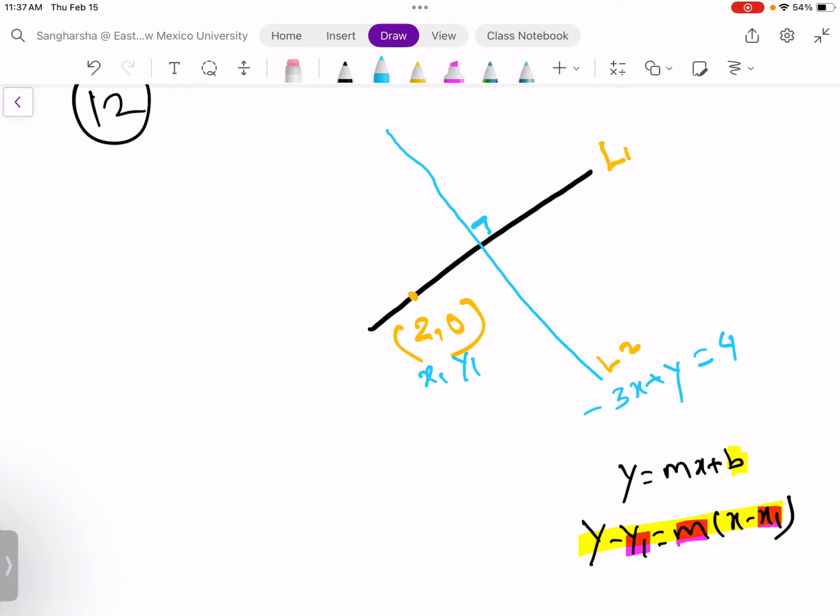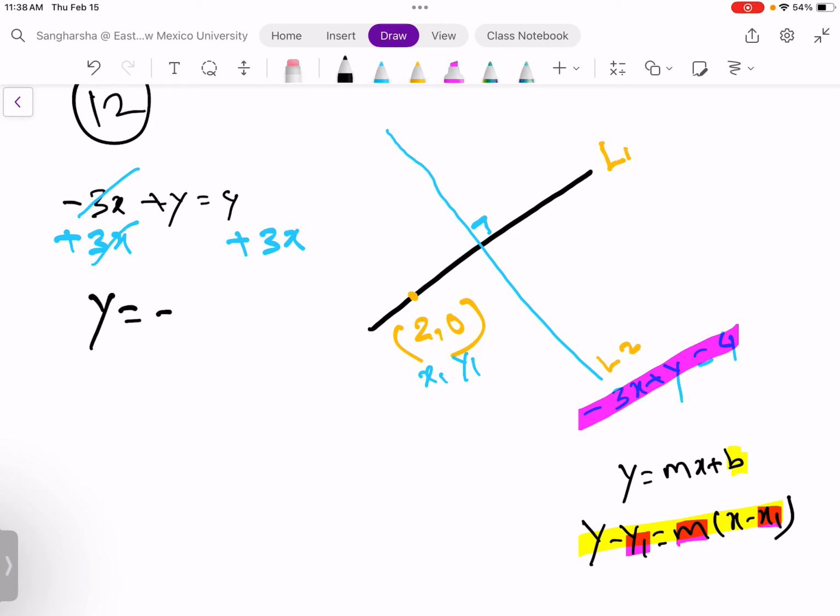Now let's find the slope of the line that is given to us. We are given line 2, so let's find the slope of line 2. Our line 2 is -3x plus y equals 4. How do we find the slope? We solve this equation for y, and the coefficient of x is the slope. So we add 3x on both sides. -3x and +3x cancel. We have y equals 3x plus 4, and the coefficient of x is the slope.